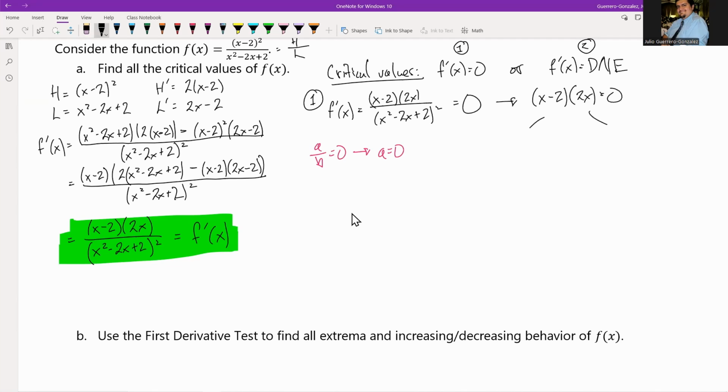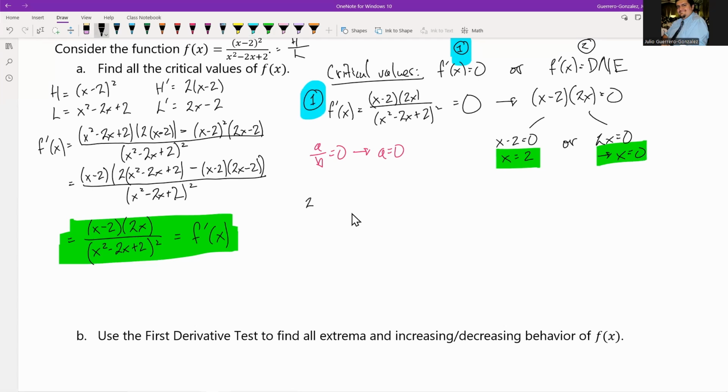This gives us our two critical values, at least from this one, right? So either x minus 2 has to equal 0, in which case x is equal to 2, or 2x is equal to 0, right? And this gives us the easy one, x equals 0. So our two critical values here are going to be x equals 2 and x equals 0. This is for finding the critical values when the derivative is equal to 0. Now, we still have a second one that we needed to find.